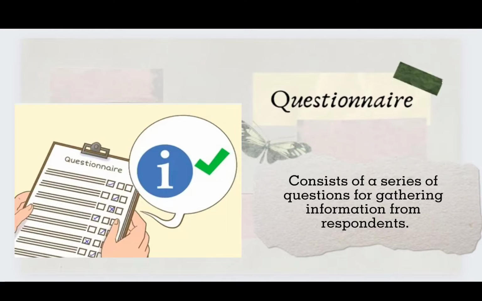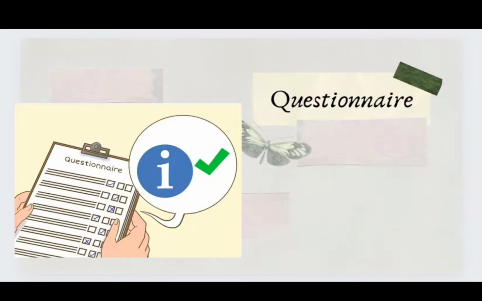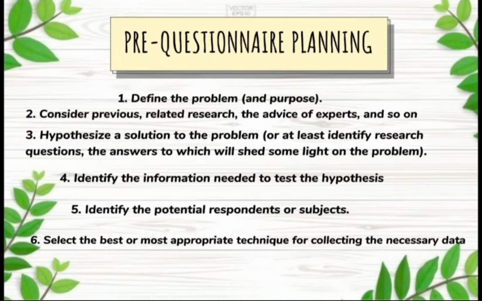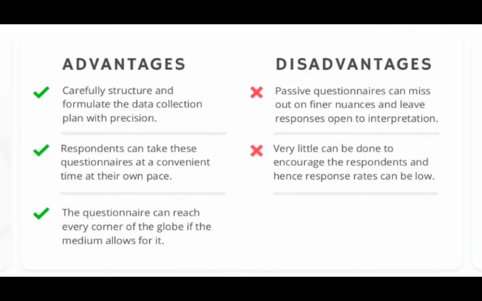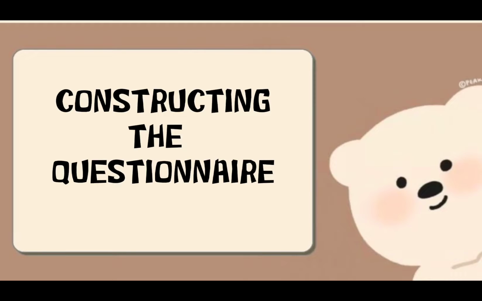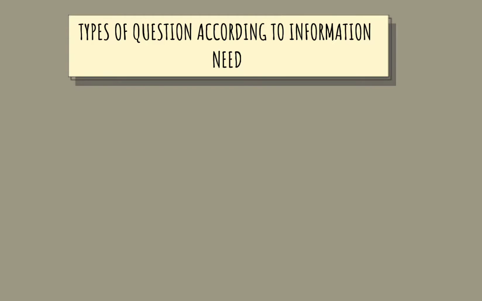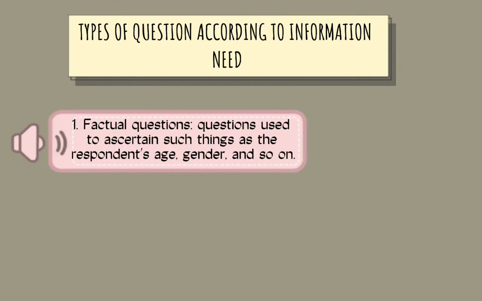Questionnaire consists of a series of questions for gathering information from respondents. Proper construction of the questionnaire is essential to its success. Types of question according to information need. 1. Factual questions. Questions used to ascertain such things as the respondent's age, gender, and so on.